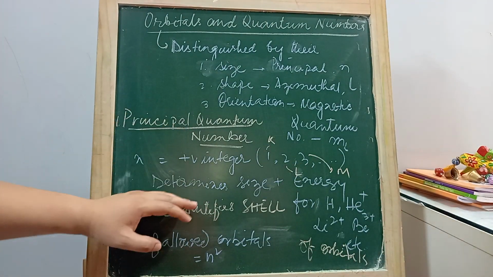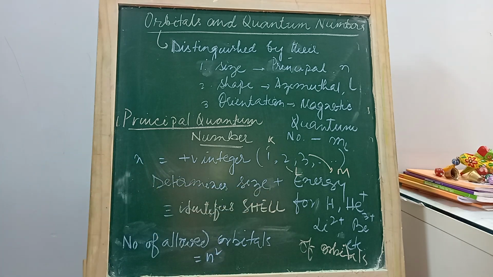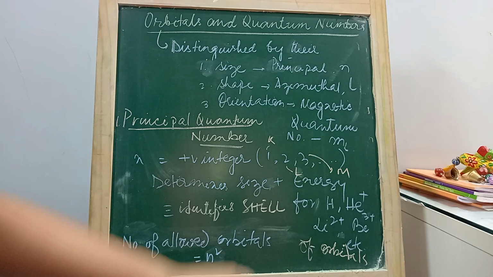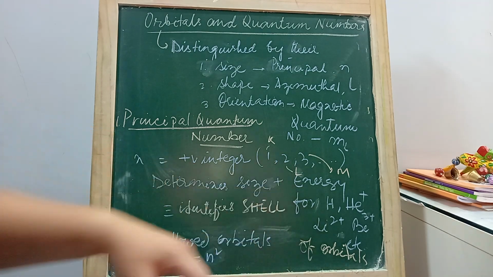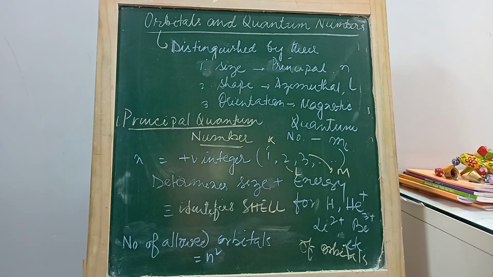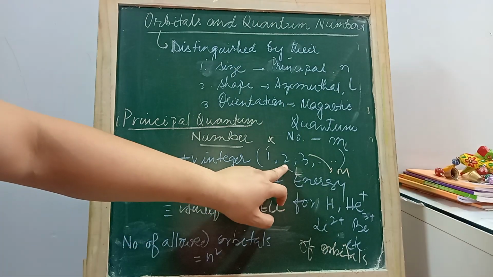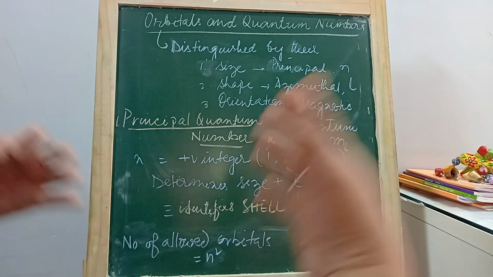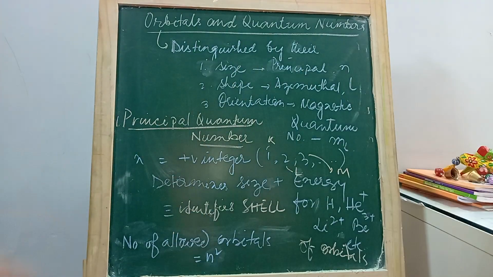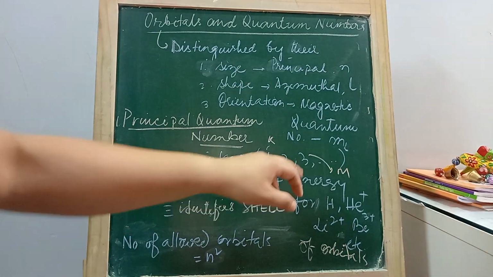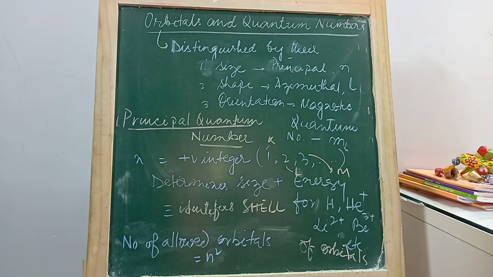The principal quantum number determines the size, and it also determines the energy of the orbital. If it is 1, the orbital has the least energy. If the principal quantum number is 2, the orbital has more energy. And if it is 3, the orbital has again more energy than that.